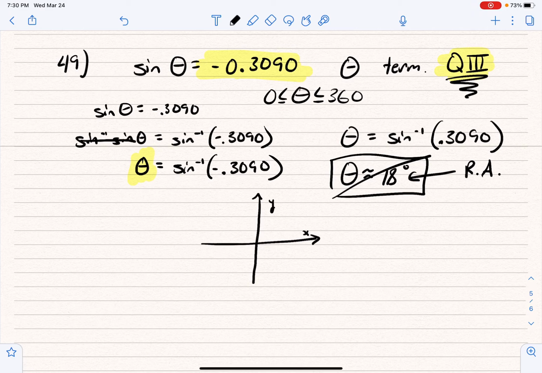Quadrant 3 is over here. If my reference angle is 18 degrees, that means that this angle is 18 degrees. But it's another 180 to get to here, and then 18 degrees past that. So it looks something like that, and that whole angle would be 198. I hope you can see how we did that.